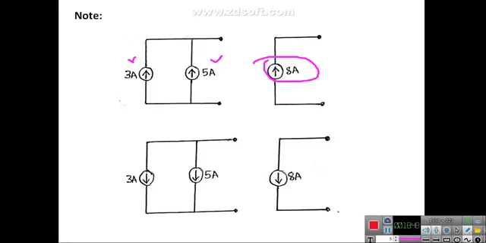Its value is equal to 5 plus 3, that is equal to 8, if the direction is the same. Suppose the directions of the currents are reversed. Then what is the resultant current? The resultant current is the same, but the direction will be opposite. Here the directions are upward, here the direction will be downward. So you can keep this in your mind while solving the problem. Suppose you have two current sources in parallel.